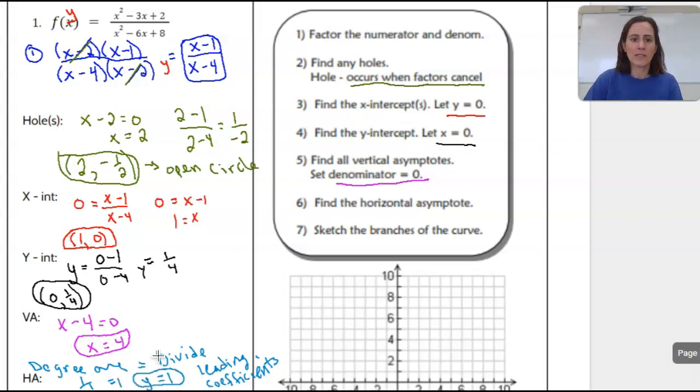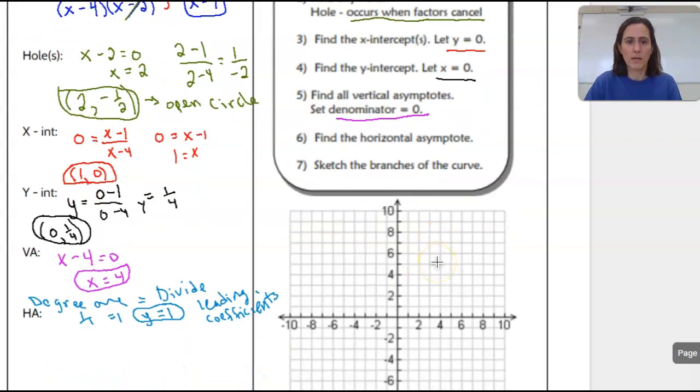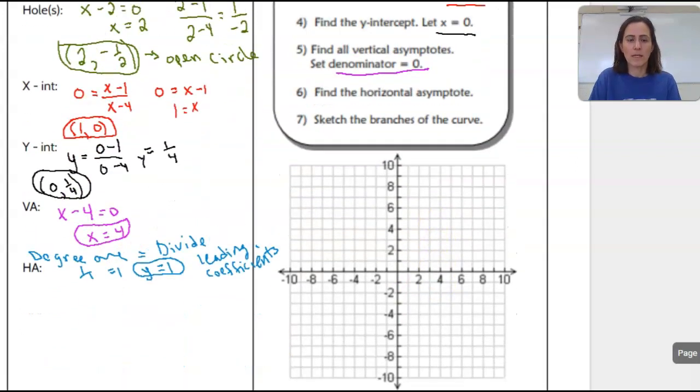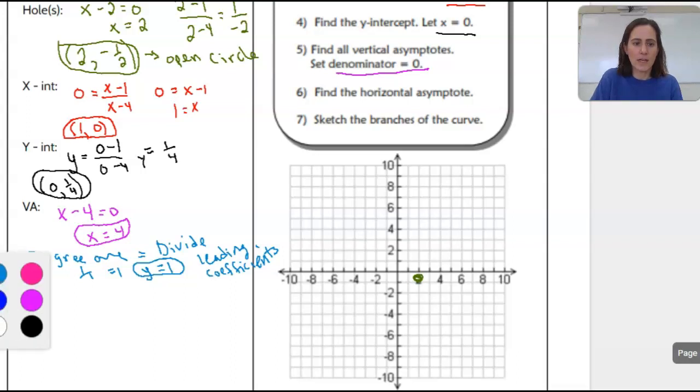So now we take all of these parts and we put them on our graph. Now we're going to take those features and graph them. We have our hole at 2, negative 1/2, so I put an open circle on the graph. The x-intercept is at 1, 0. Our y-intercept is at 0, 1/4.